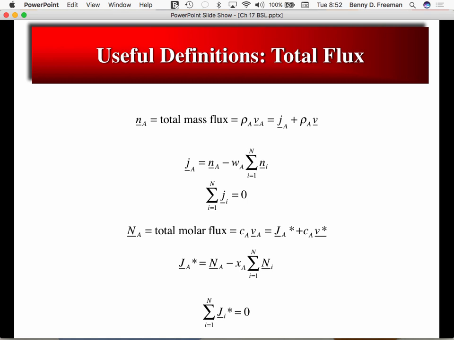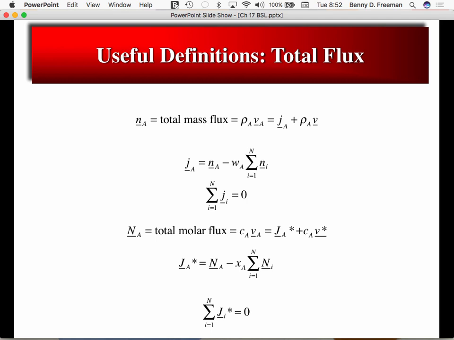The total mass flux of a system, N sub A, is essentially the mass flux of a component relative to a fixed set of coordinates. It is the concentration of A times the velocity of A, and that turns out to depend on the diffusive flux of A plus the flux of A that's due to the bulk motion in the system. So these would be so-called frame of reference or convective effects.